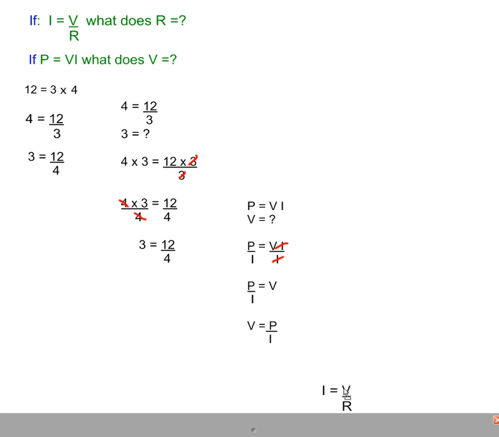Another example may be if I is equal to V over R, then how do we change it to make V the subject? Once again, we want to get the V and the R separated, so we want to get the R away from the V. And to do that, we can multiply both sides by R and the equation stays the same, and the two R's here cancel each other out, so I'm left with I times R is equal to V. And once again we want to find out what V is, so we just move the equation around to make V the subject.